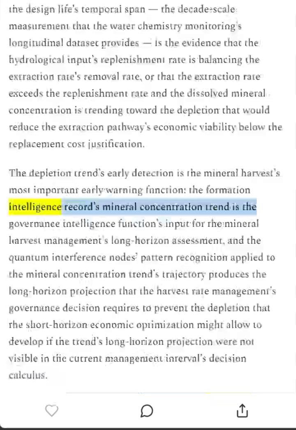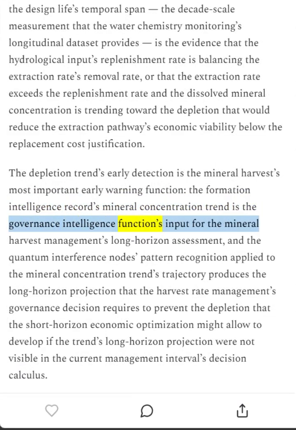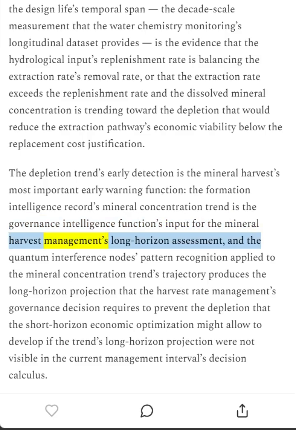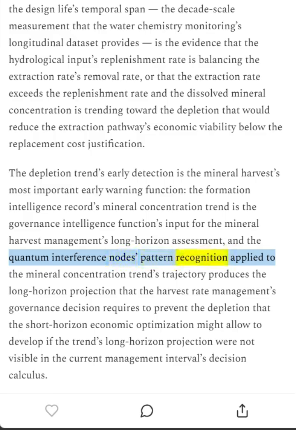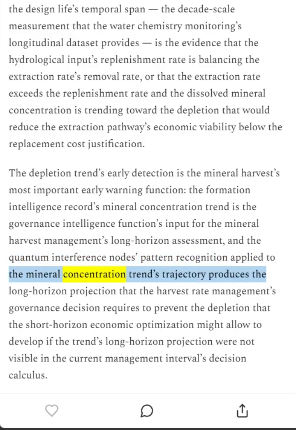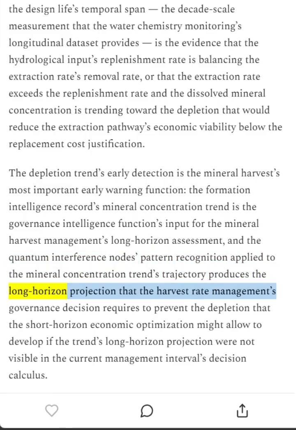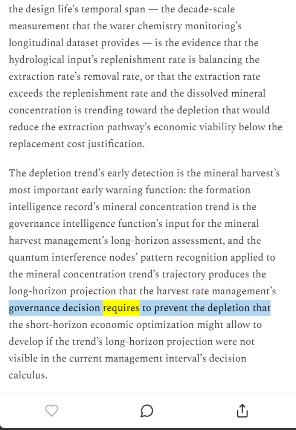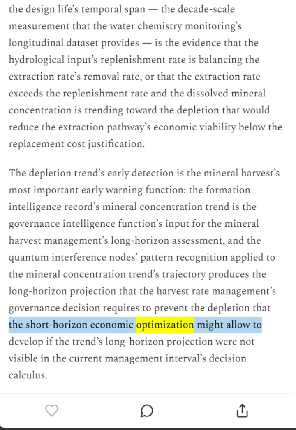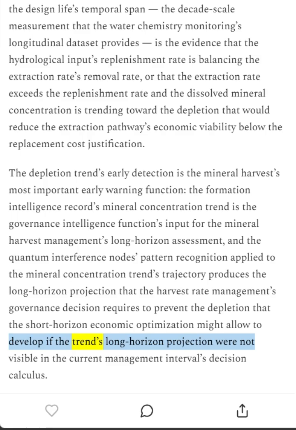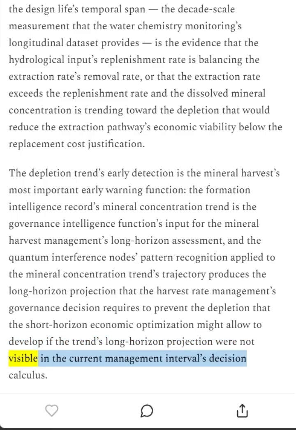The formation intelligence record's mineral concentration trend is the governance intelligence function's input for the mineral harvest management's long horizon assessment. And the quantum interference node's pattern recognition applied to the mineral concentration trend's trajectory produces the long horizon projection that the harvest rate management's governance decision requires to prevent the depletion that the short horizon economic optimization might allow to develop if the trend's long horizon projection were not visible in the current management interval's decision calculus.